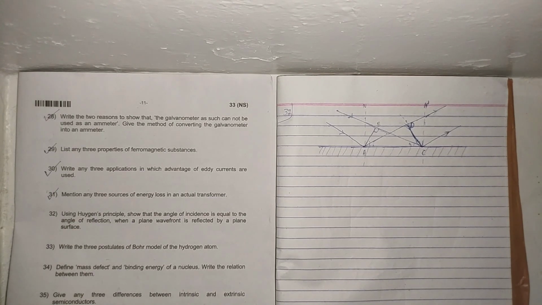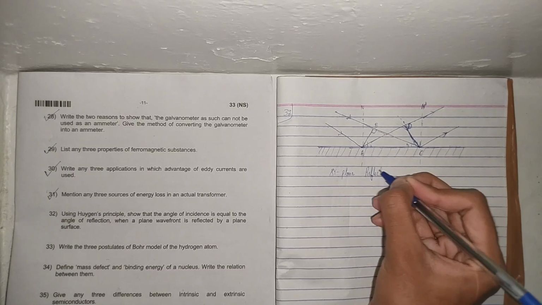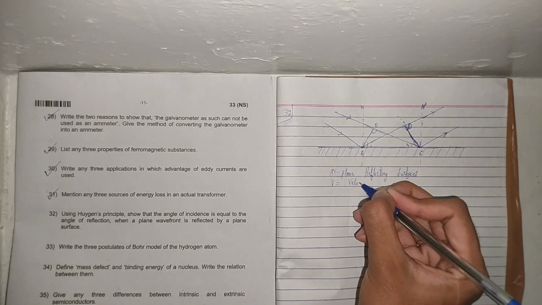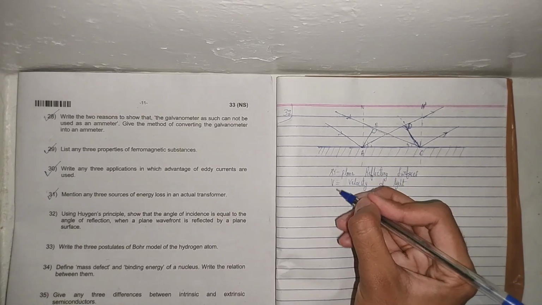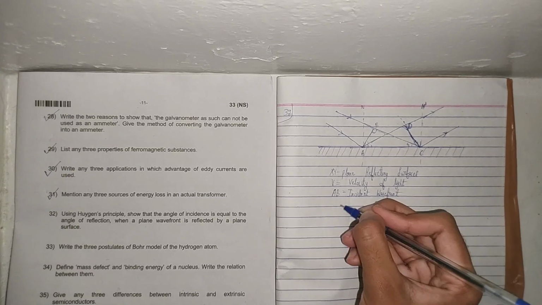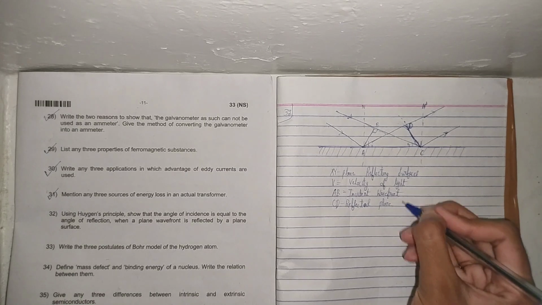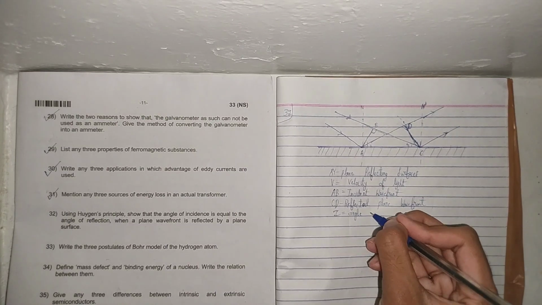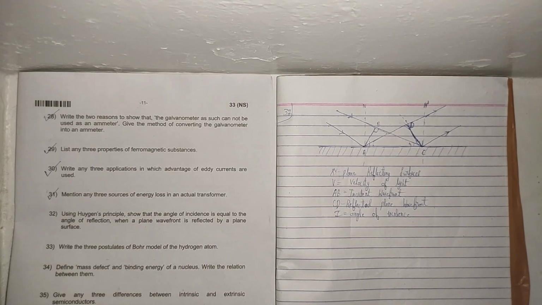Here XY is the plane reflecting surface, and v is the velocity of light, AB is the incident wavefront, and CD is the reflected plane wavefront. i is the angle of incidence, and r is the angle of reflection.